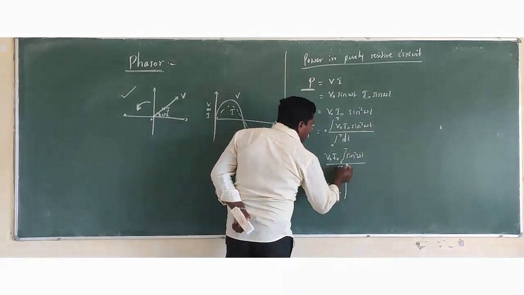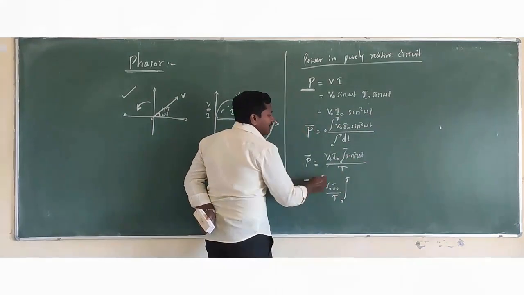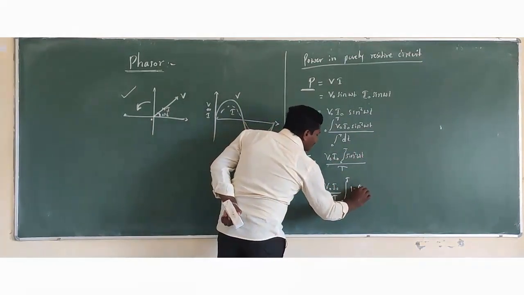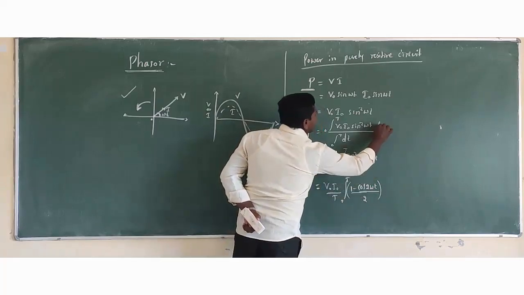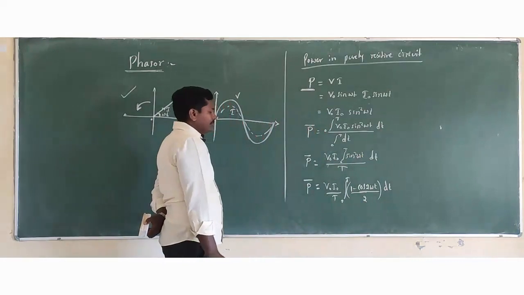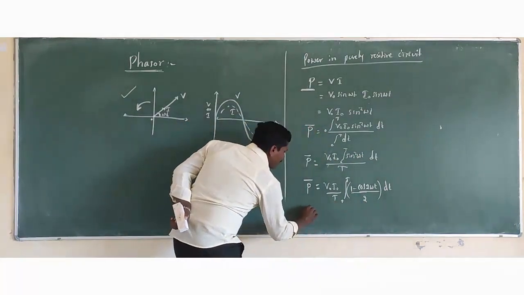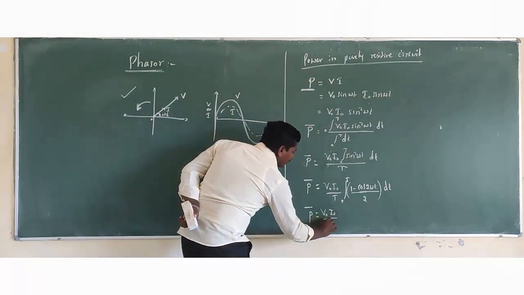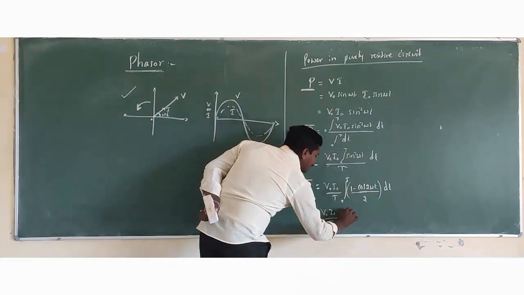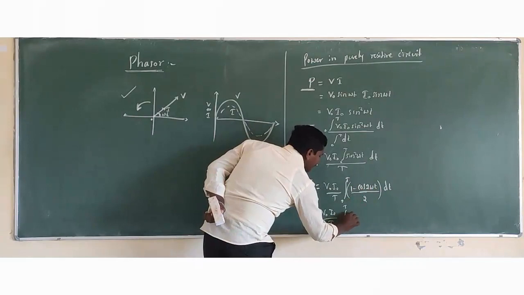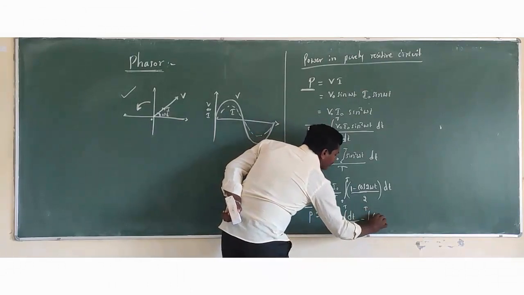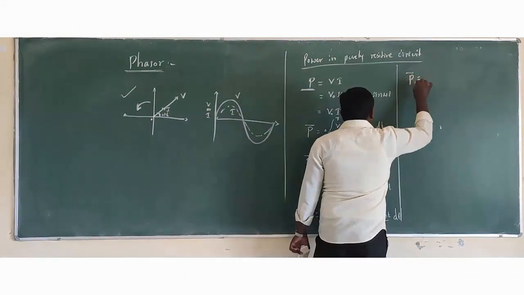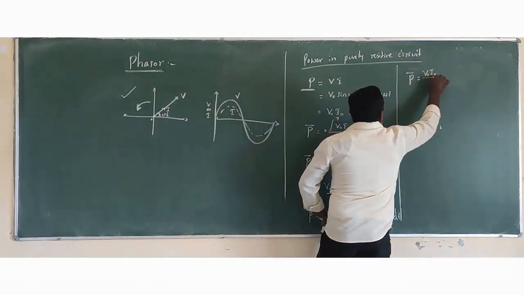So if we integrate sine square omega t, the integration of 0 to T of sine square omega t, that can be written as (1 minus cos 2 omega t) divided by 2, into dt. Now if we simplify this one, average power is equal to V naught I naught divided by T, times the integration of 0 to T of dt divided by 2, minus the integration of 0 to T of cos 2 omega t divided by 2, into dt.